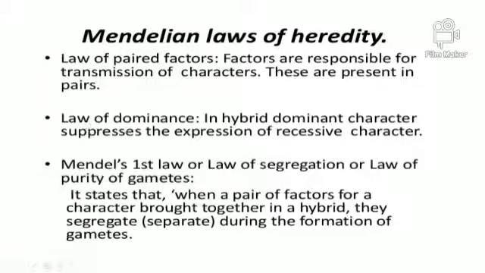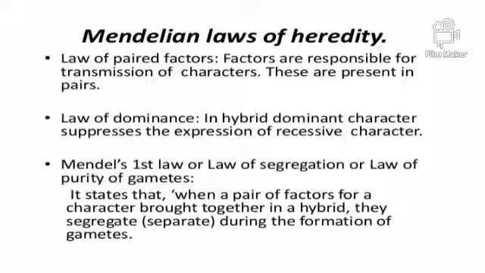So what does the law of dominance mean? In a hybrid, the dominant character suppresses the expression of the recessive character. Same definition here: the dominant character always appears. So the dominant character suppresses the expression of the recessive character, and we get a plant which is phenotypically tall in nature, but genotypically represented as capital T with small t in the F1 generation.